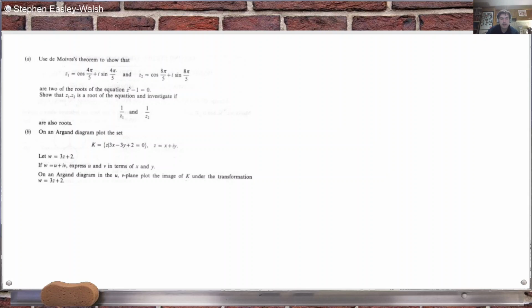Okay, let's have a look at this question now. Use de Moivre's theorem to show that Z1 and Z2 are two roots of the equation Z^5 minus 1 equals 0. Okay, so Z^5 is equal to 1. Z^5 is equal to cos 2nπ, this is in general polar form, the number 1. That's a common one you should know in general polar form.